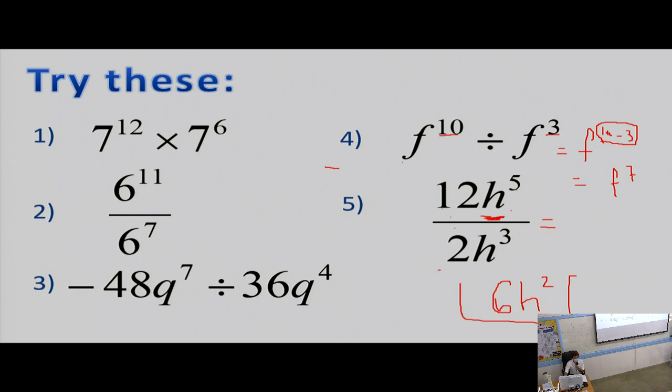Again, 12 divided by 2, that is 6. h to the power of 5 divided by h to the power of 3 would be equal to h to the power of 2. Okay? Did you understand? Do you have a question? No, you understand. Okay, let's proceed.